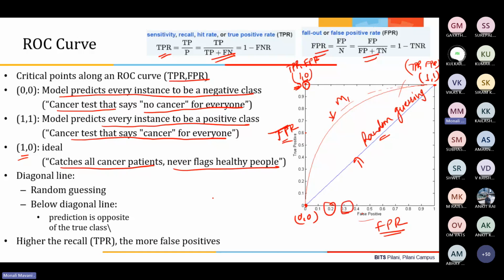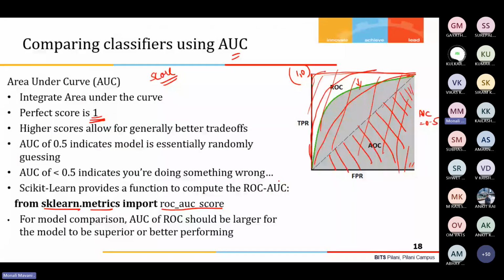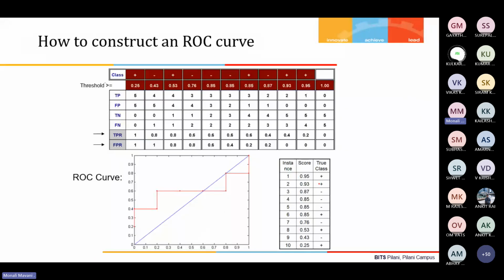For the same model, you can change the threshold. Like for logistic regression, we're using 0.5. But suppose I want to check a different threshold, what is the effect? Likewise, for a classification algorithm, we can change the threshold and check this FPR and TPR. So that's one example of how we can draw the ROC curve shown here.